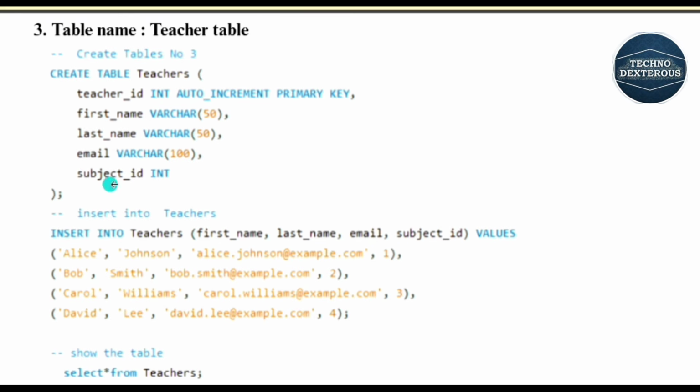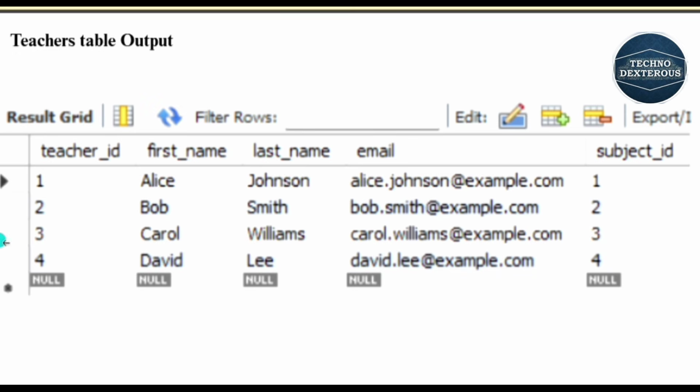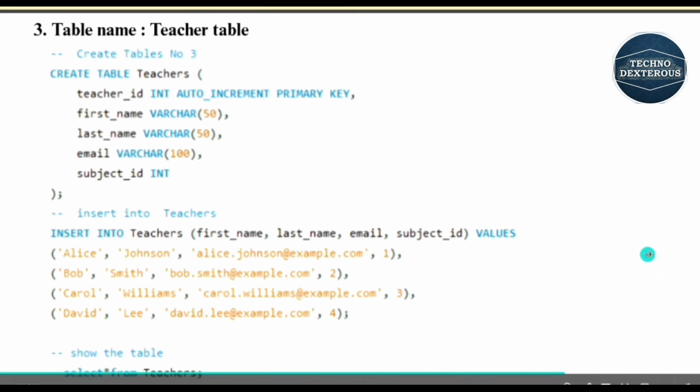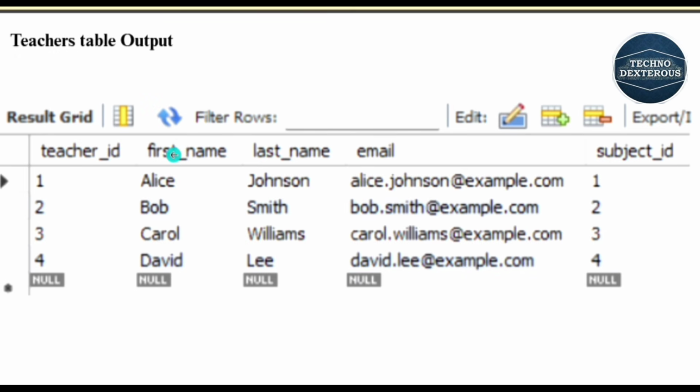Here we are inserting the values into the teacher table, in which first name, last name, email and subject ID values, like we insert various values like Elias Johnson. Here is the email of that person and the value, here, subject ID. Then we can easily see the teacher table in which teacher ID, first name, last name, email and subject ID fields are present.